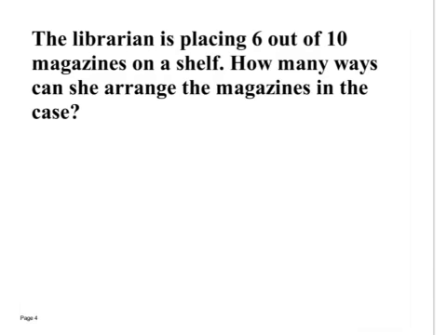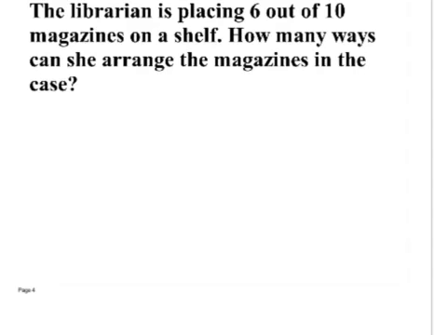Okay, you need to write this down, all of it. A librarian is placing 6 out of 10 magazines on a shelf. How many ways can she arrange the magazines in the case? So, here's what we're going to do. We're going to do a permutation, with 10 as our number. 10 is n. 6 is going to be our r, because that's how many objects are being taken. 10 is the total number of objects.